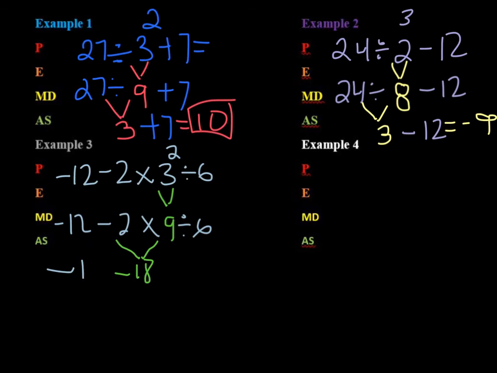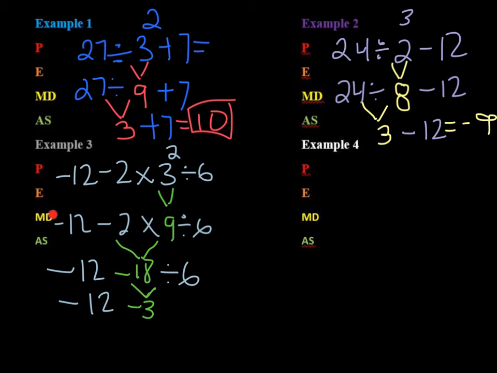Copy the rest of this down, divided by 6. Continue to check for multiplication or division, and we saw that there was a division earlier, so we can do negative 18 divided by 6. Negative 18 divided by 6 is a negative 3. Copy the rest of this down.